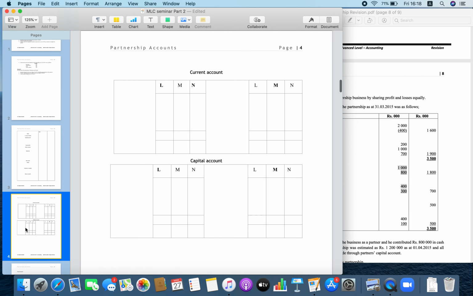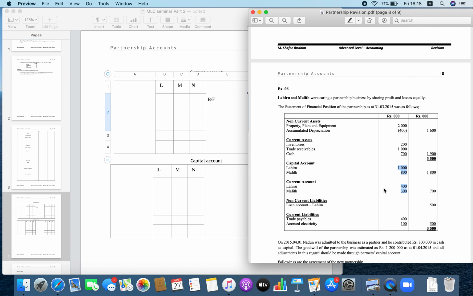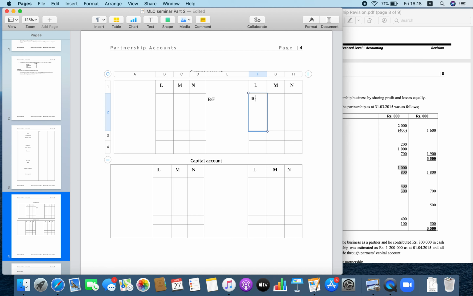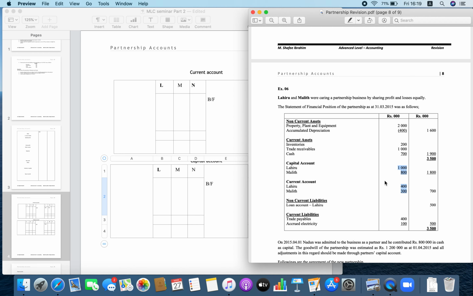So go to the current account, mark on the credit side the balance brought forward. The current account balances brought forward are 400 and 300, let's mark that. And guys, for the capital account also go and mark your brought forward. All done. Next one.